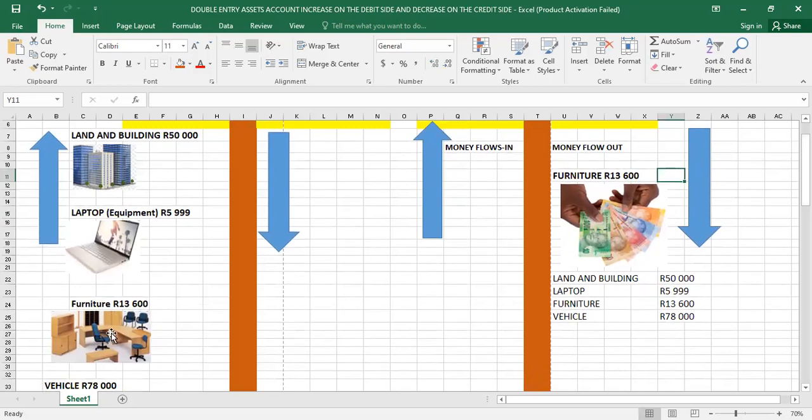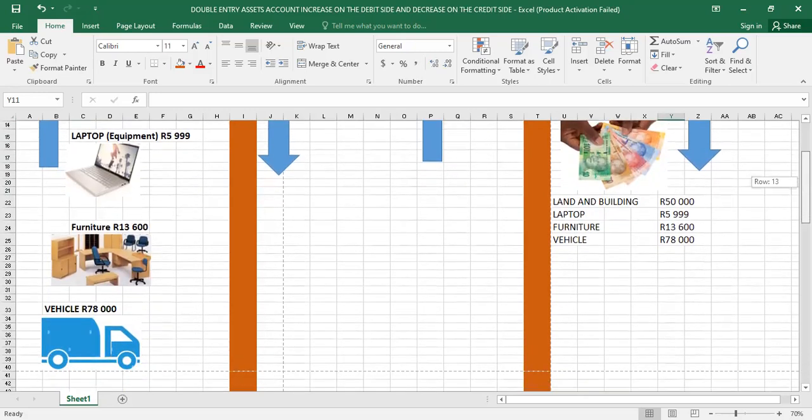You can also see the picture here. We have furniture within our business that is worth 13,600 rand. You can see through the arrow, more furniture is increasing within our business. Now let us go and record the last one.